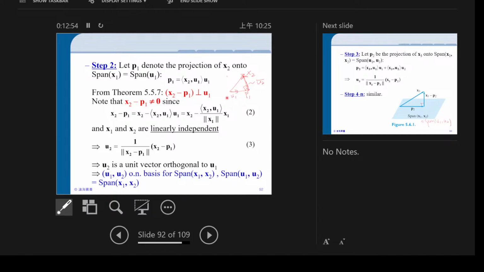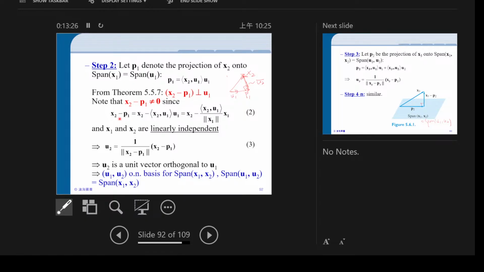Yeah, u1 is also an orthogonal basis for the span of u1, obviously. And so the coordinate is the inner product of x2 with u1, and then we multiply it with u1. From our previous theorem, because this P1 is the projection vector, we know that if we take the difference between x2 and P1, it will be this u2 bar. It will be orthogonal to u1.